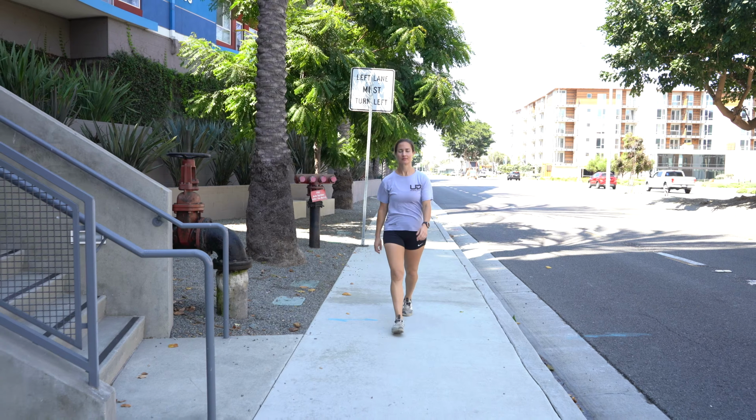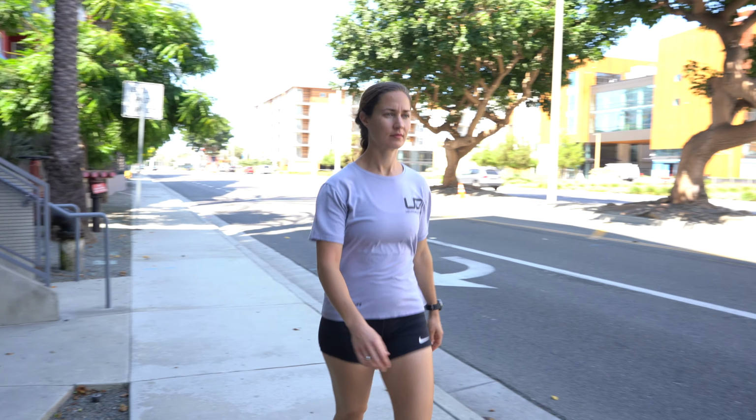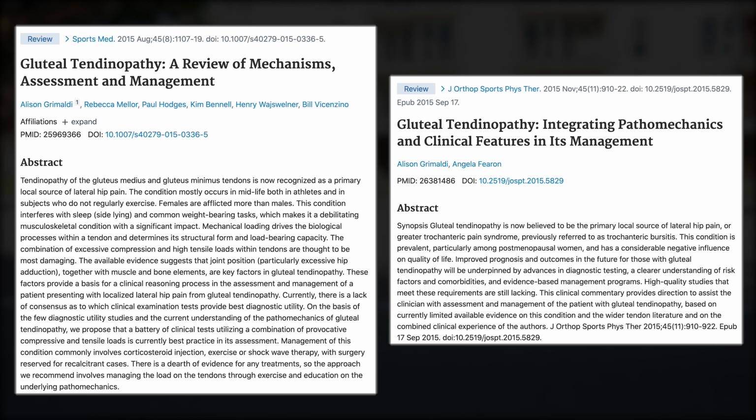Activity modifications are a key component of rehabilitation for this lateral hip pain, as outlined by Grimaldi and Fearon and Grimaldi et al. in 2015.